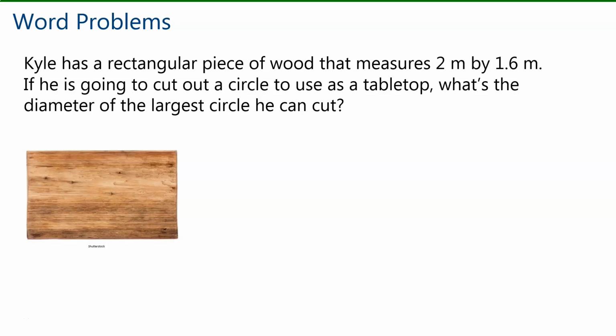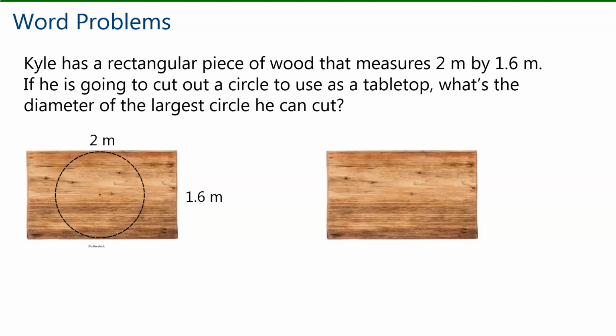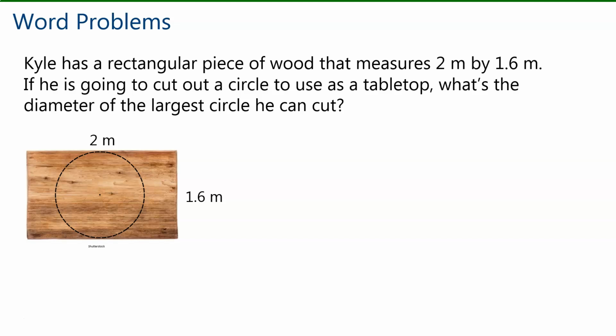All right, so let's look at this last word problem now. Kyle has a rectangular piece of wood that measures 2 meters by 1.6 meters. Now, if he's going to cut out a circle to use as a tabletop, what's the diameter of the largest circle he can cut? So since we want to maximize this piece of wood, I can create a circle that goes all the way to the top to all the way to the bottom. Or I can have a circle that goes all the way to the left, all the way to the right. But you can see if we use that one, the piece of wood is not quite big enough. So this is in fact the largest circle that he can create.